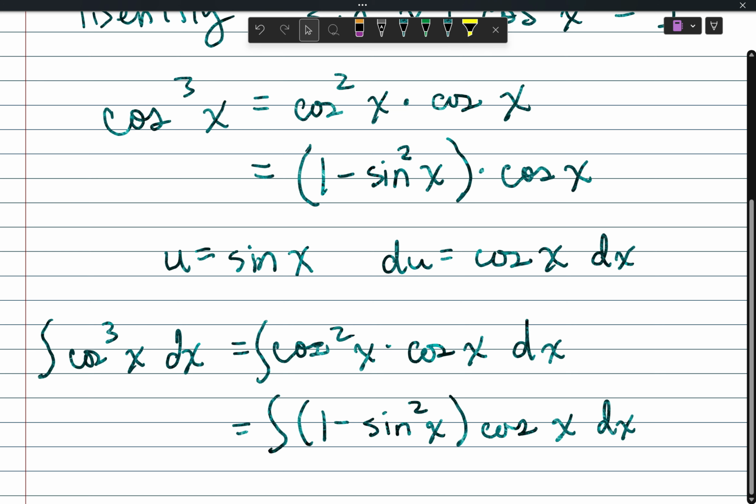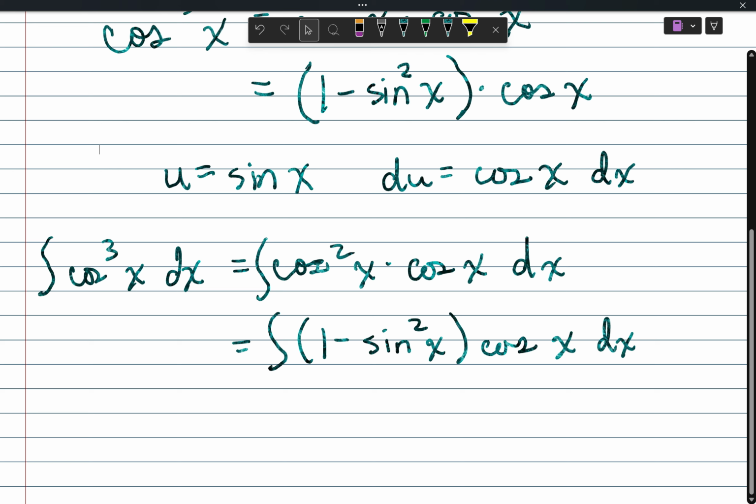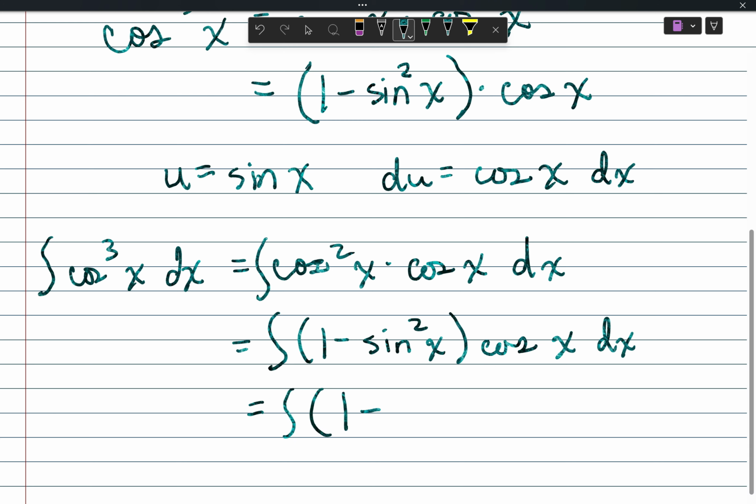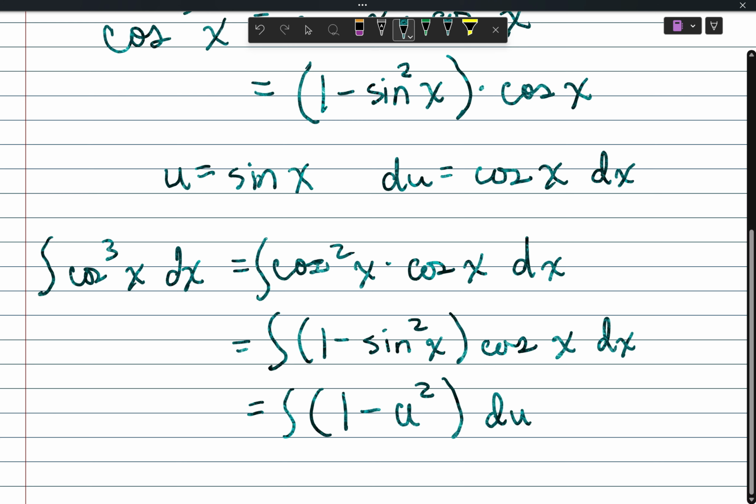Okay, and then when we substitute, we're saying that u is equal to sine x. So now we can do substitution. We have the integral of 1 minus u squared, where sine squared x is the u squared, and then we have du, because we said du is cosine x dx. So now this makes the problem easier for us.